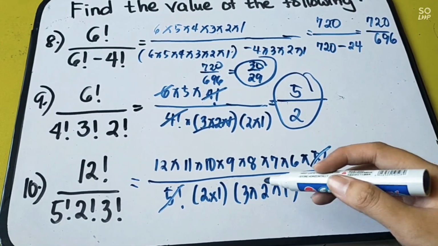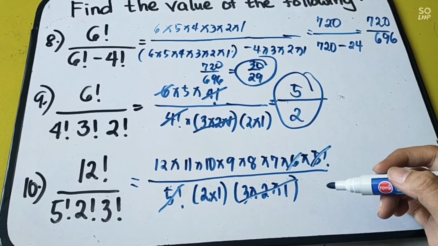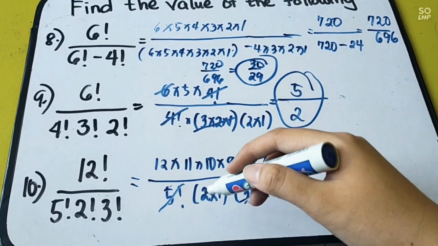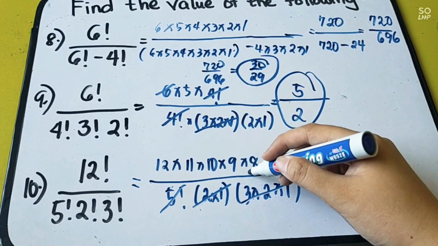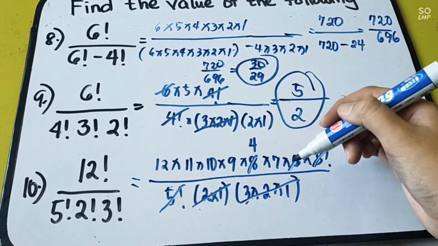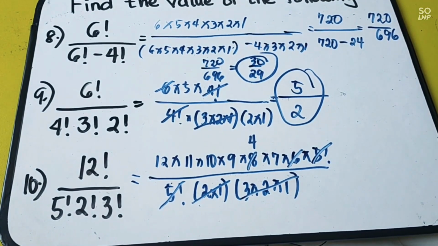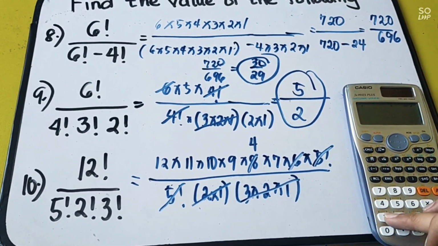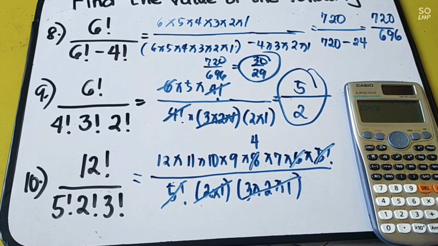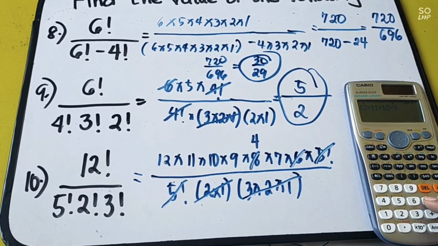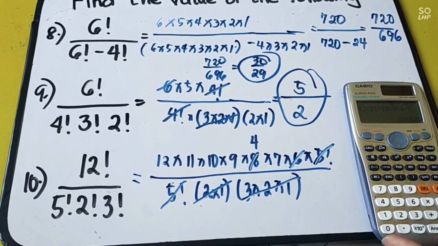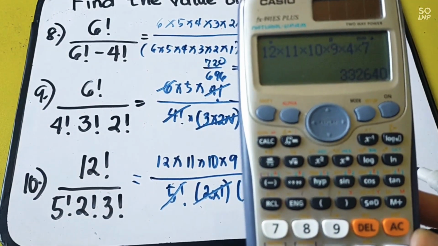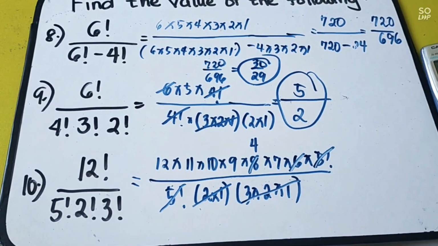Tapos si 3 times 2 times 1 meaning 6. Cancel mo to, then cancel mo na yung 6. And then, since we have 2 times 1, so paliitin na natin kahit yung kung sino yung divisible by 2 dyan. So, 2 dito, cancel. So, pwede na natin si 8, gawin na natin itong 4. Then, multiply na natin yung mga natira. So, let us multiply by using calculator. We have 12 times 11 times 10 times 9 times 4, then times 7. So, the answer here is 332,640.